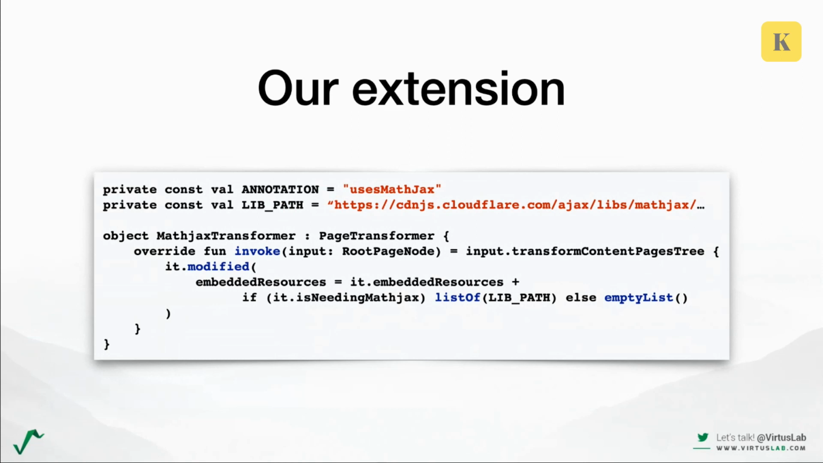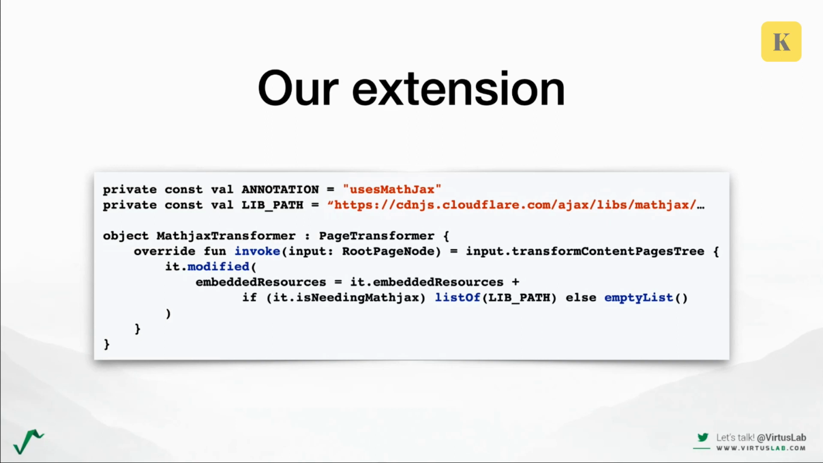In our implementation of the MathJax transformer, we added two constants, one with the text of the annotation we are looking for, and the other with the URL of this library. And we are implementing this by using something called transform content pages tree on the input. This is a method that is analogous to map on a list. So basically we are taking all content pages from the given tree, applying some modifications to them and returning them with the same structure, but slightly modified. So inside the block of transform content pages tree, we are providing pages that are the same, but have new embedded resources that are the old embedded resources, plus, if the given page needs MathJax, we add our resource in the form of a URL address, or we are adding nothing. So we are returning the original embedded resources.